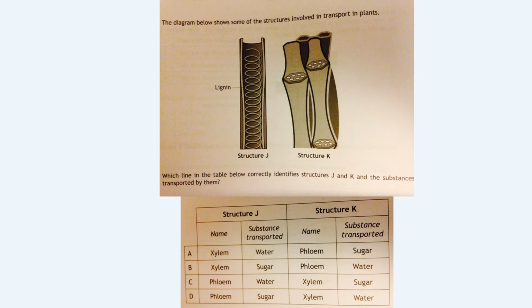So for J, we can see that it's got rings of lignin, which means that it must be the xylem vessel. So it's either going to be A or B. We know the substance transported in J is water, and we know that structure K must be the phloem, because it's got the sieve plates, the sieve tube, and the companion cell. And we know the substance transported is sugar. So the answer should be A, so well done if you managed to get that correct. If not, then you need to go back and watch the bit about the xylem and the phloem again.